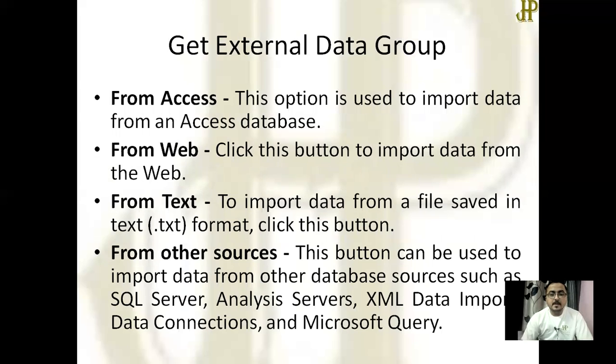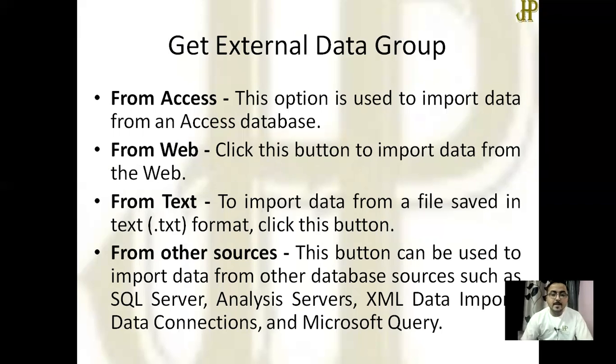The first one is the Get External Data group. There are a lot of options available. The first one is From Access, then From Web, From Text, as well as From Other Sources. For the ninth class standard, you have to know how to import data from MS Access. So I am going to give you a practical example.